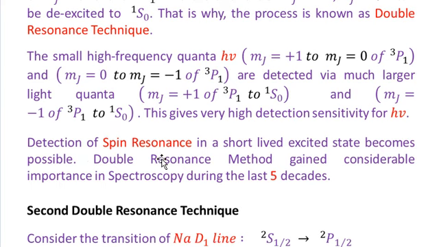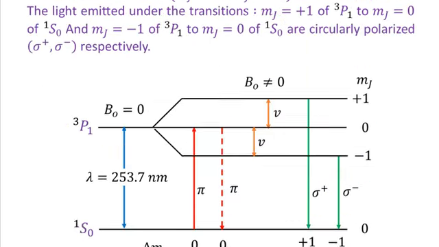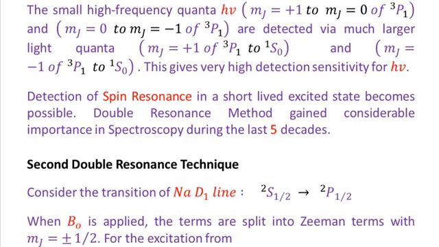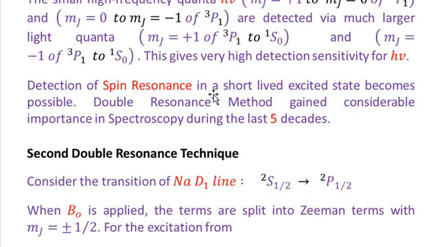Now the detection of spin resonance in a short-lived excited state becomes possible. So you see that if these two states, for example, mj equal to +1 and mj equal to -1, are very short-lived states, then of course even using a larger amount of spectra, that is a larger amount of transition, a sigma plus and a sigma minus, can be used in order to precisely measure the separation between the short-lived Zeeman levels. So the detection of the spin resonance in a short-lived excited state becomes possible.